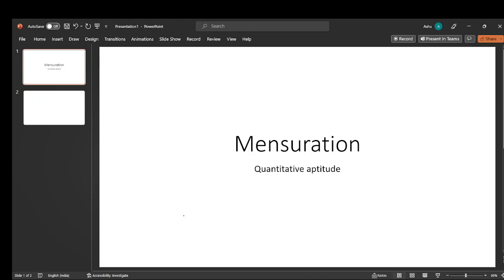Do you know why we read mensuration? That is the first point. Then we will be able to define mensuration. So first question, why do we read mensuration?